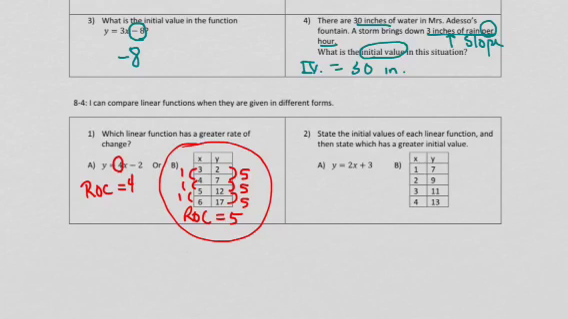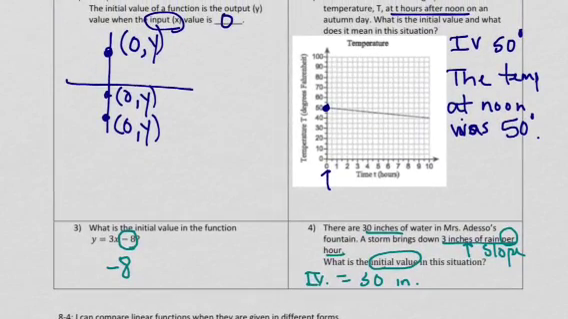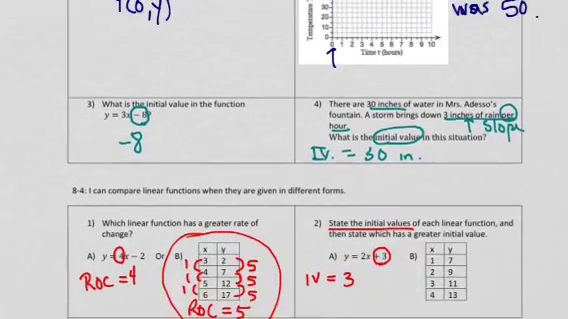Now, number 2 is a little bit trickier. It says to state the initial values. So the initial value of A is 3 because it's the number without the variable. That was easy enough. But B is not quite as easy as it seems. The initial value, if you remember back up here, is always the x value of 0. So it's whatever y is when x is 0.